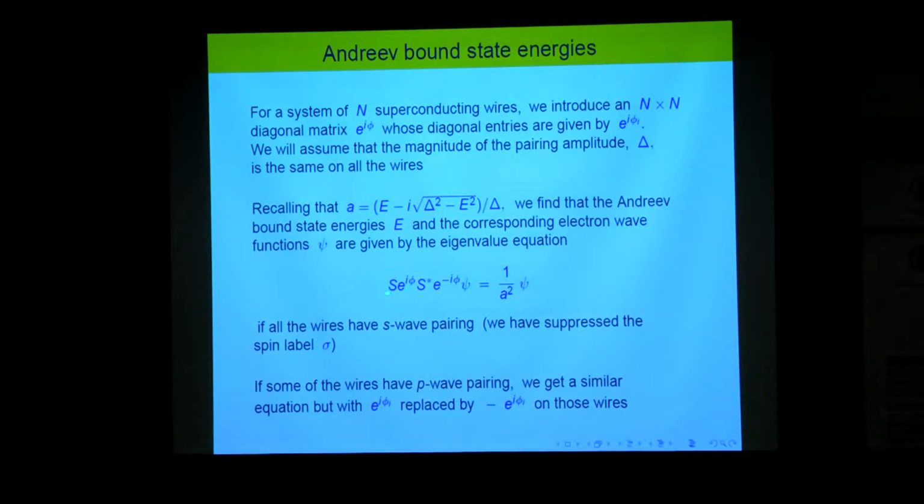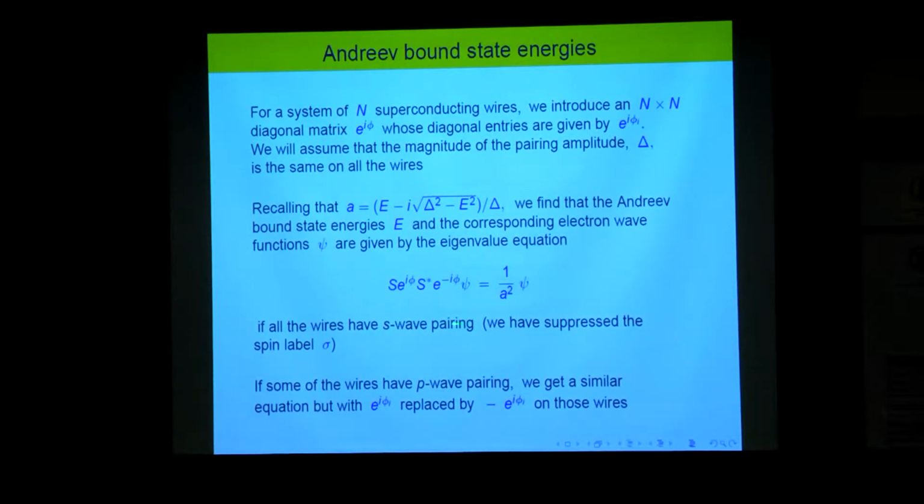That if you know this S matrix, you know all these different superconducting phases. So these are all n by n matrices. So the eigenstates and eigenvalues of this matrix give you the Andreev bound state energies. So the eigenvalue of this matrix is, let me call it 1 over a squared, and from that you can figure out what the energy is, and that gives you a bound state energy. And so of course this A depends on the superconducting phases.